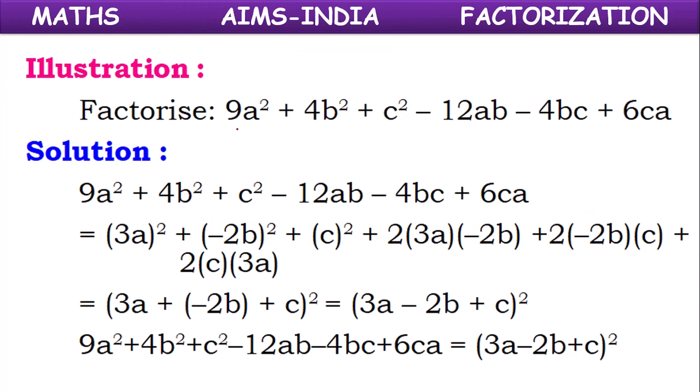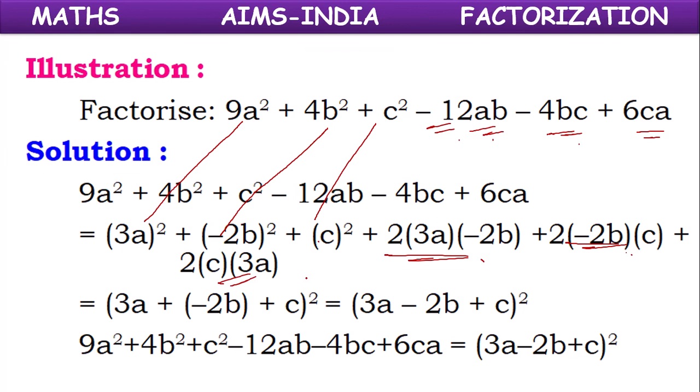So 9a square can be written as 3a whole square. 4b square can be written as minus 2b whole square because we have minus here. C square can be written as it is. Minus 12ab can be written as 2 into 3a into minus 2b. Minus 4bc can be written as 2 into minus 2b into c. 6ca can be written as 2 into c into 3a.